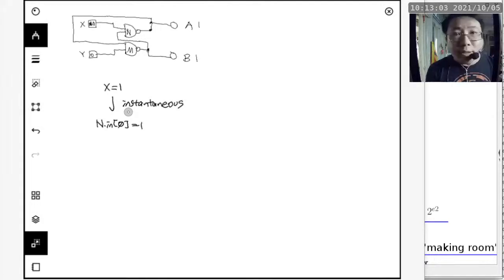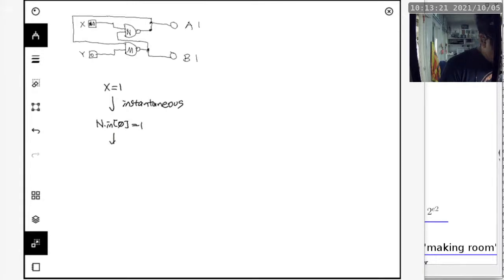I cannot stand it when I don't know the correct spelling, so I'm going to go check it, or you guys can check it for me. Instantaneous. That seems correct. Okay. All right, so this one is instantaneous.